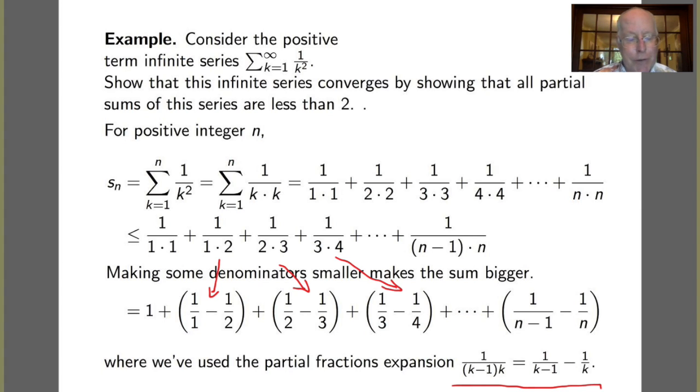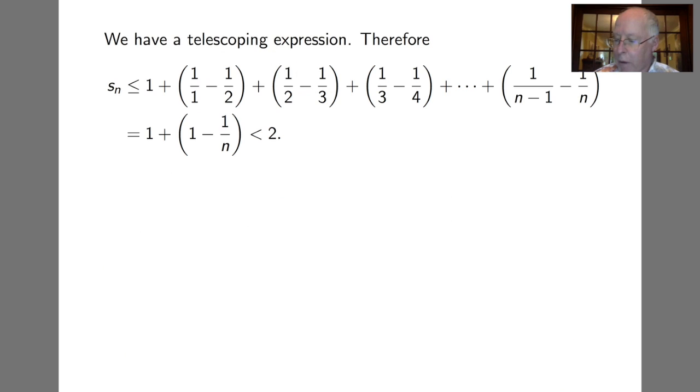And of course, you see the telescoping series here. The minus 1/2 and the 1/2 cancel. The minus 1/3 and the 1/3 cancel. Minus 1/4 and a 1/4 cancel. And finally, at the end here, you'll have this 1 over n minus 1 cancel with a 1 over n minus 1 just before it. What doesn't cancel? Well, there's that one, and this 1 over n minus 1. So our telescoping expression does the following.